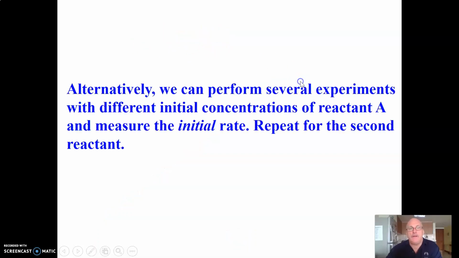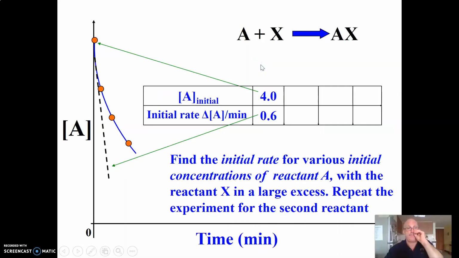So we can write that rate of reaction is proportional to the concentration of A, and I can write this little equation here. Now, what you could do is, instead of having one experiment and measuring all those tangents, you could just measure the initial rate for several different initial concentrations. Just measure the initial rate, get the tangent, throw it down the sink, then start again with a different initial concentration.